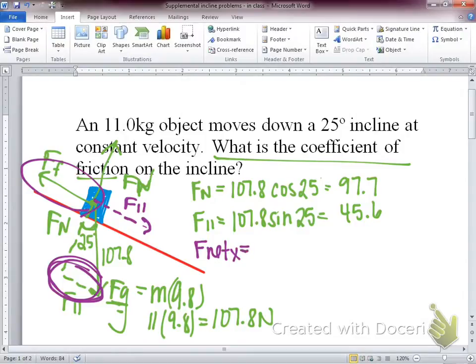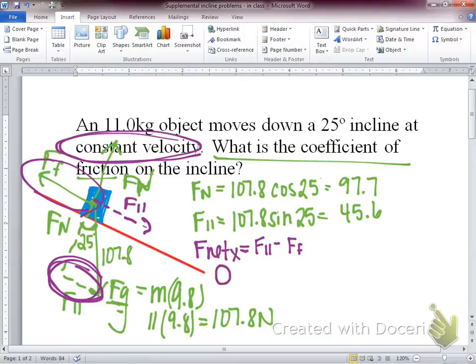Which of those two forces is pulling the object in the positive direction? The parallel force or the frictional force? Parallel, right? Because we tilt our axes when we work on an incline. So we're going to take our parallel force minus our frictional force. Now, what's this little nugget right here tell us? Constant velocity. That our net force is 0, or acceleration is 0.